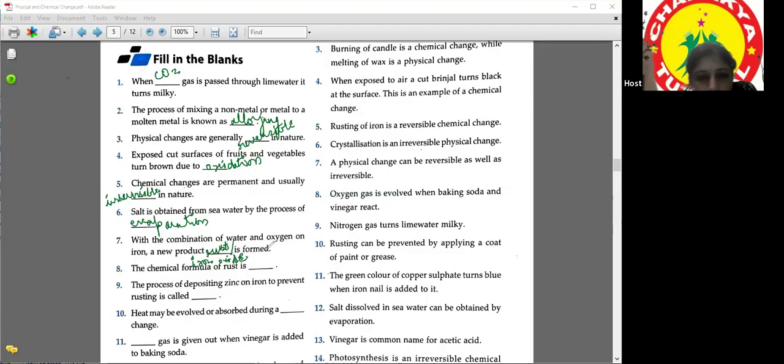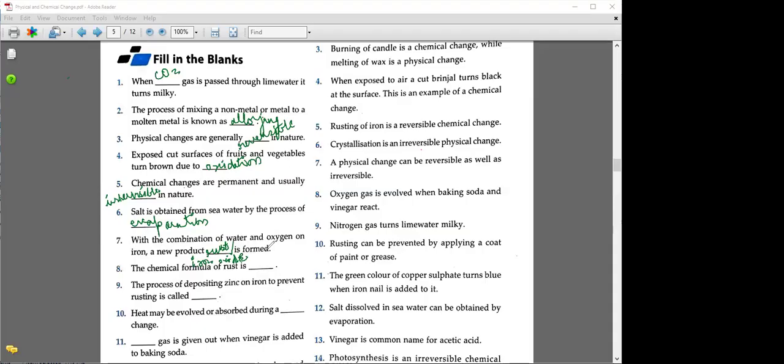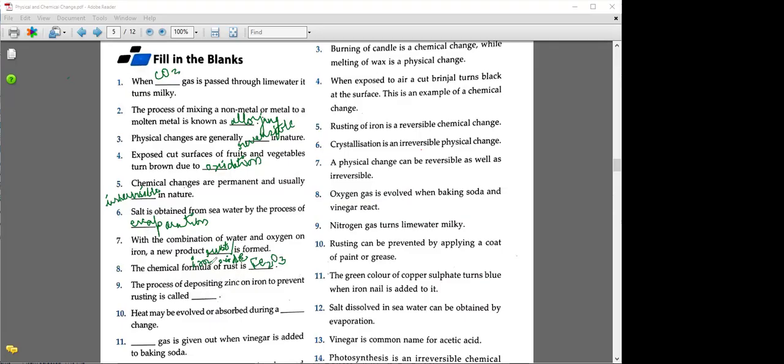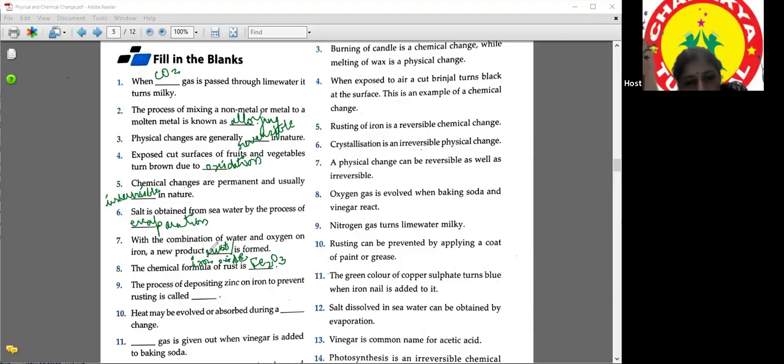Chemical formula of rust is Fe2O3 dot few molecules of H2O, or you can simply write Fe2O3. Means not iron, but mainly the attack of oxygen. Fe2O3. Process of depositing zinc on iron to prevent rusting is called. Good, Siddhant, Advika. Rest of you quickly. What is this process called?